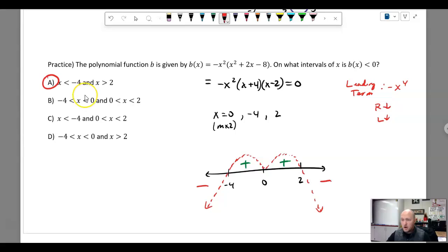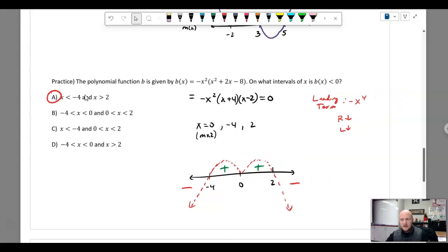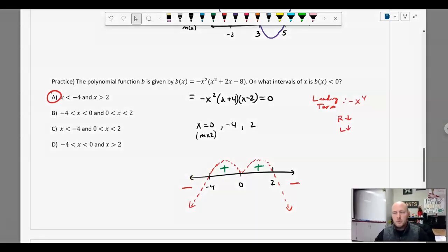Okay, there you go. That is how you go ahead and graph polynomial inequalities. I'm going to make a second video where we talk about how to solve rational inequalities.